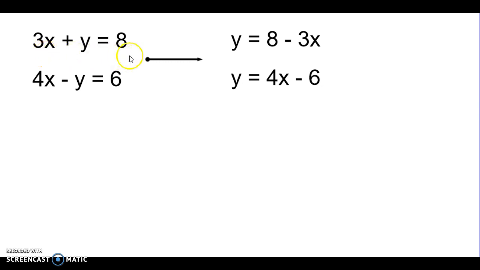I'm going to subtract 3x from both sides, and I get y equals 8 minus 3x. Second one's a little trickier. Since I have a negative y, I want to add y on the left and the right, which means I'm going to subtract the 6 from the right. And when I flip that around, I get y equals 4x minus 6.